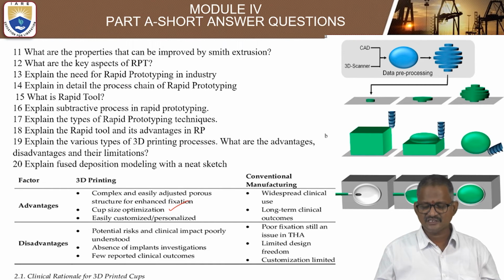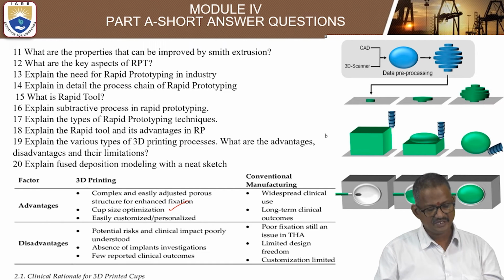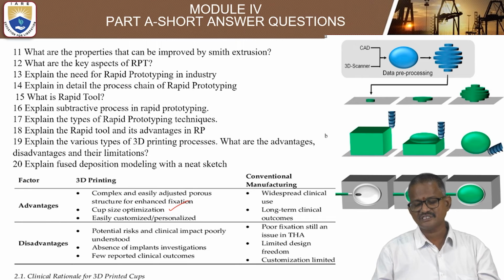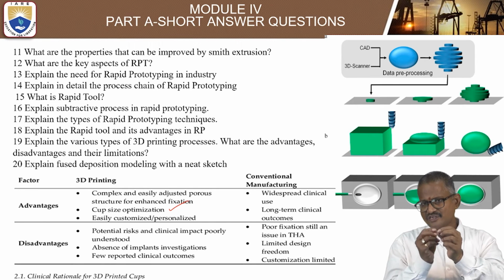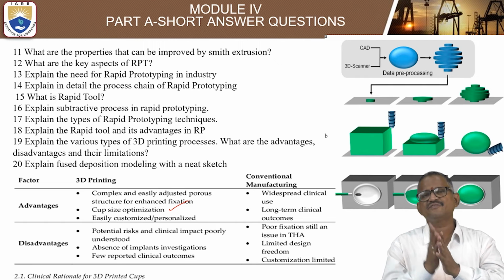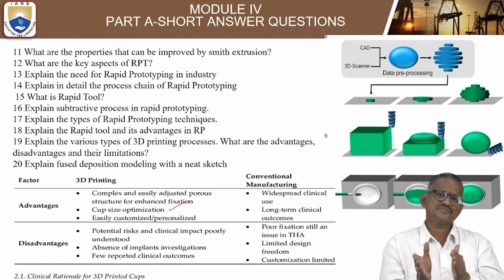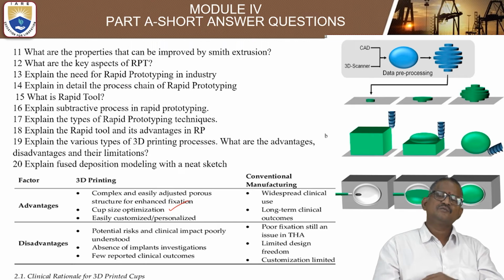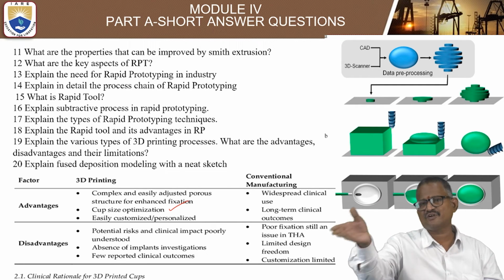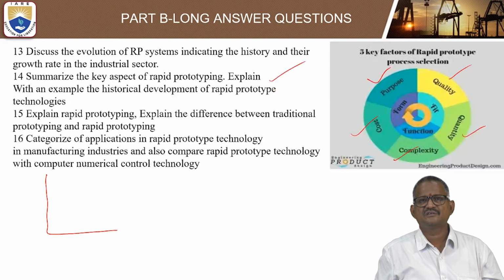Okay, and conventional has limitations, and 3D printing also has some limitations. That is poor fixation, still an issue in THA, and limited design freedom. Conventional means when you want to change even a small shape, it is difficult. When you change one parameter, you are bound to a certain procedure. That is why any changes can be made with 3D printing only, because with the design change itself, the final component can be obtained.